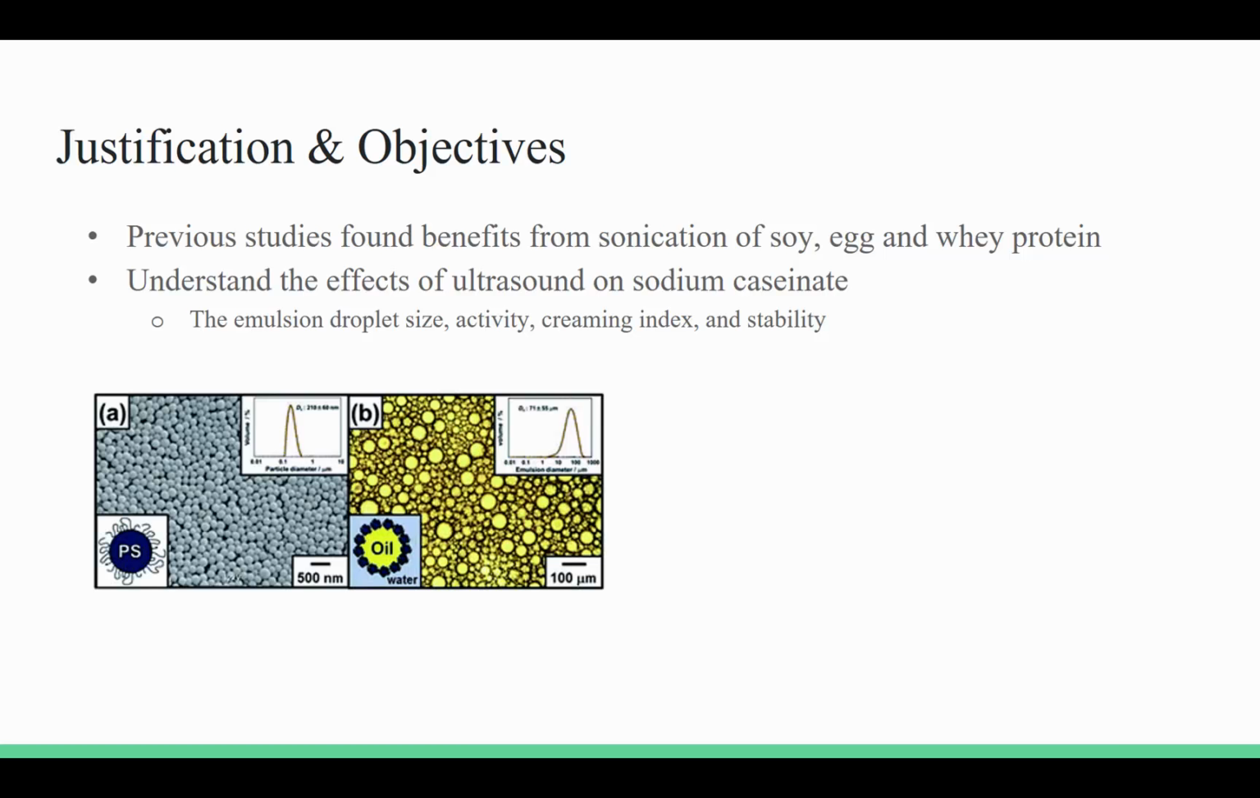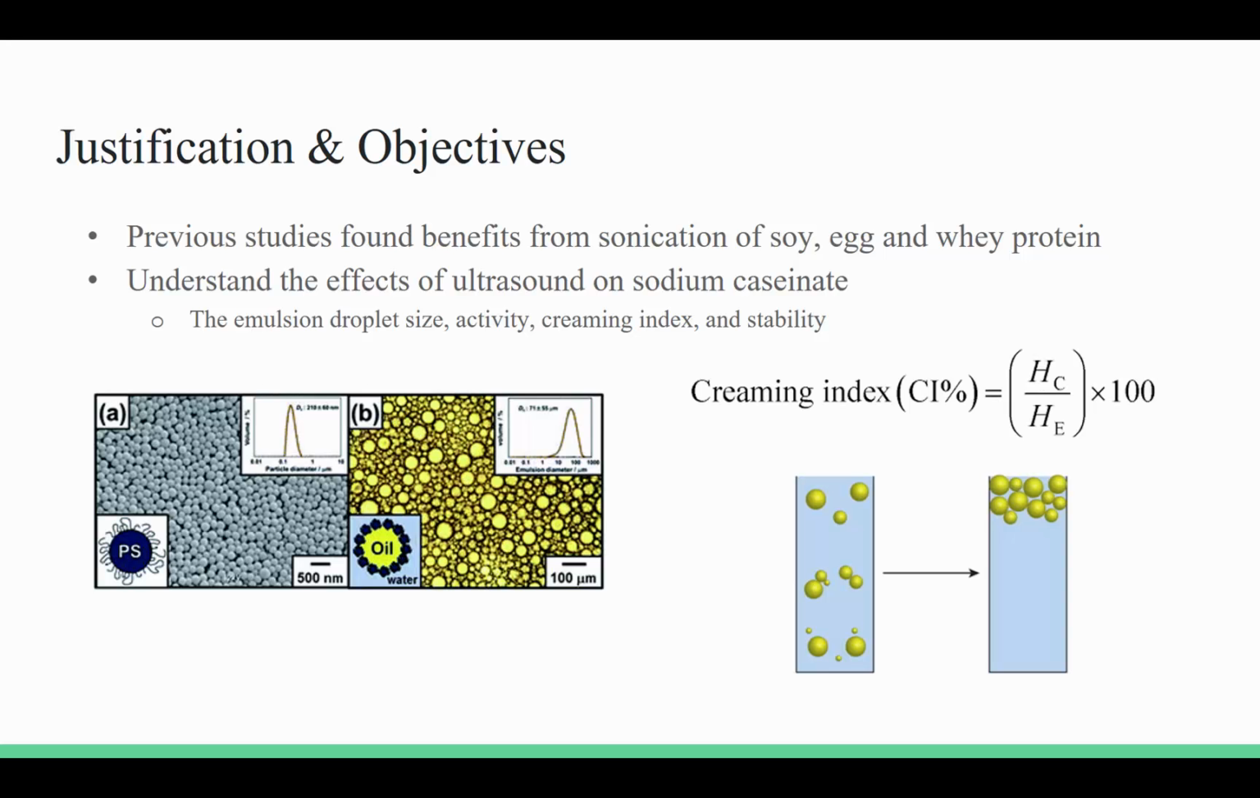So the objective of our study was to understand the effects of ultrasound on sodium caseinate, and they looked at emulsion droplet size, emulsion activity, creaming index, and then emulsion stability. So this here is an example of the droplet size. Here you can see a lot bigger droplets and then a lot smaller droplets.